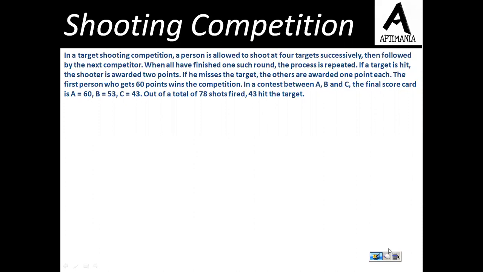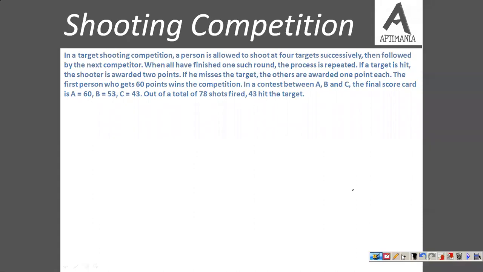Now, first of all, एक बार question को अच्छे से समझ लेते हैं हम लोग. Now, see, there are 3 competitors, A, B, and C. And here it is given that the first one to score 60 points is the winner. And A has scored 60 points, meanwhile B has scored 53 and C 43. So definitely the winner is A only.